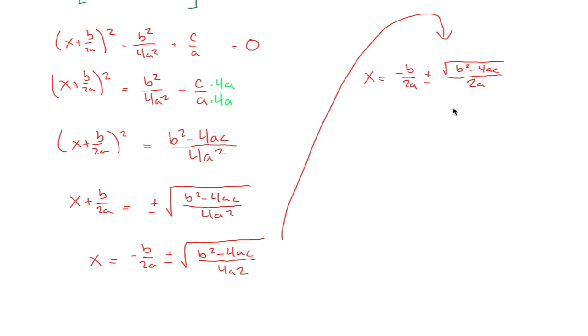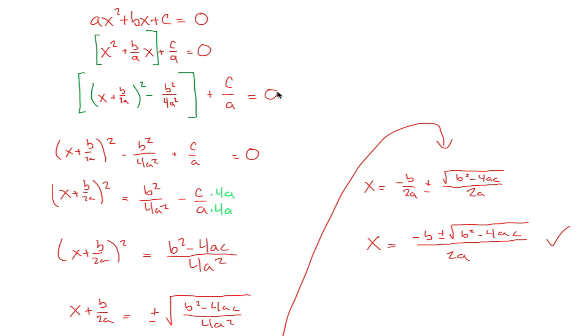So to go from here to here, I said the square root of 4a squared is 2a. And now I have a common denominator, so I can put that stuff together and say I got negative b plus or minus square root of b squared minus 4ac all over 2a, which is the quadratic equation. If you're ever wondering where this came from, it just came from completing the square. Anything that you can solve using the quadratic equation, you'll be able to solve by completing the square.